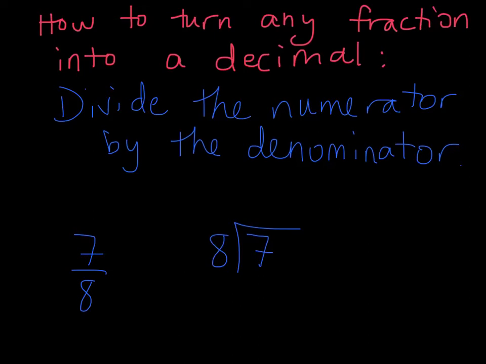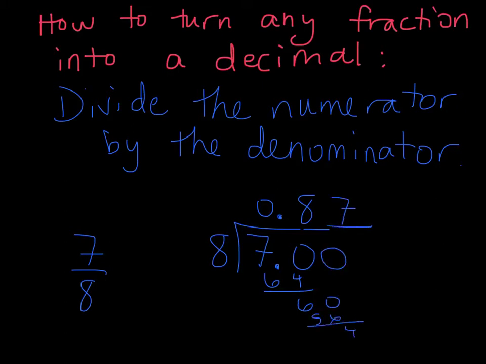Now 8 doesn't go into 7, so I have to put my decimal point, and I put a 0 here. 8 goes into 70, 8 times, 64, 6, I have to bring down another 0, 7, 56, bring down another 0, and 8 goes into 40, 5 times. So 7/8 is the same thing as 0.875.